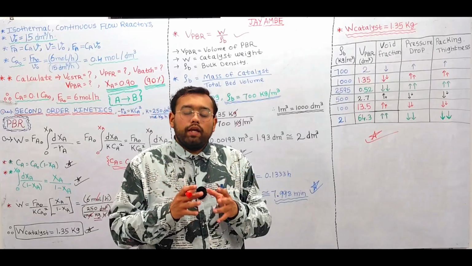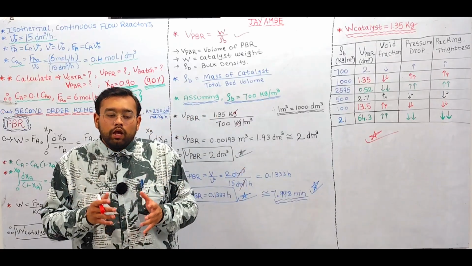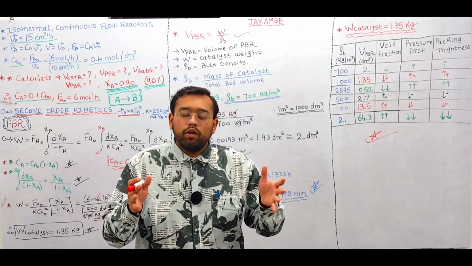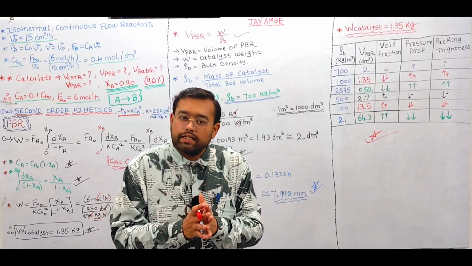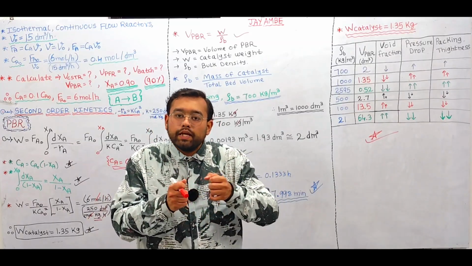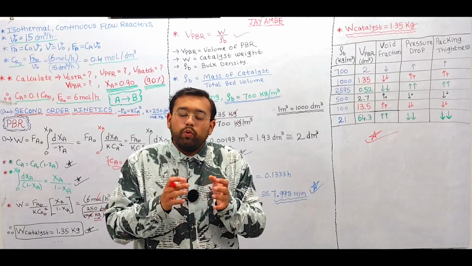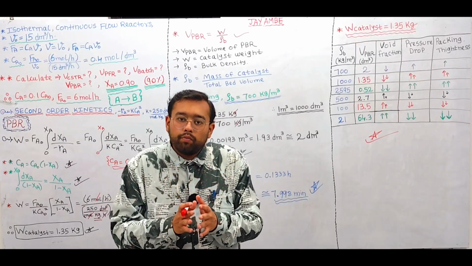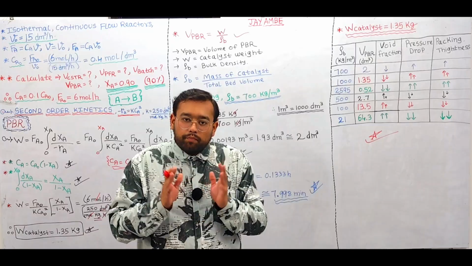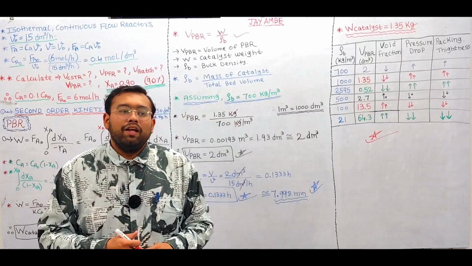By decreasing the bulk density, we require a larger reactor volume in order to accommodate the solid catalyst, due to the increase in the void space between the solid particles, which will result in a decrease in the pressure drop and a decrease in the tightness of the packing. I hope you understood.